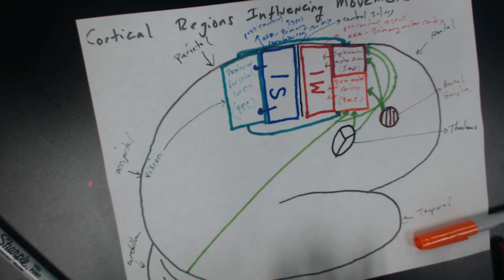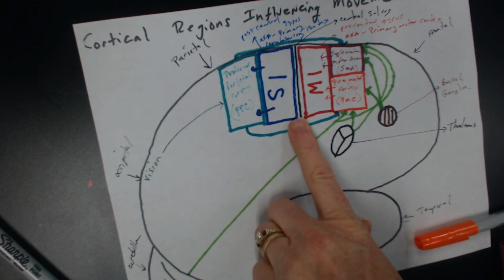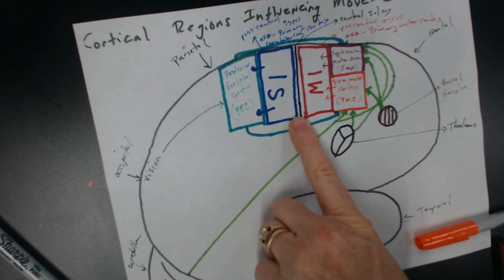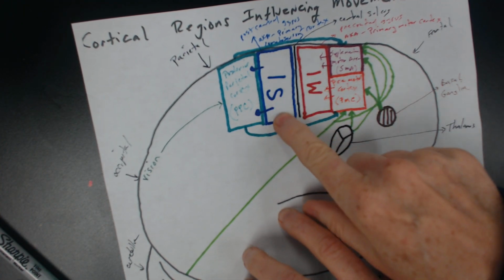Okay. So does it go straight to the PPC, or does it ever go through S1? Vision doesn't go through S1. Remember, it just skips S1. S1 is the somatosensory cortex, the one that's going to receive information from DCML and the spinothalamic tract.